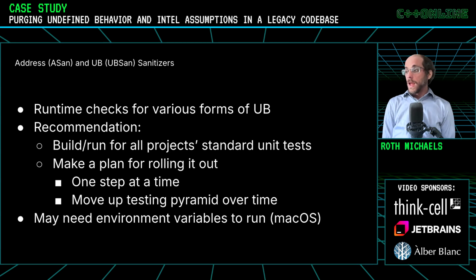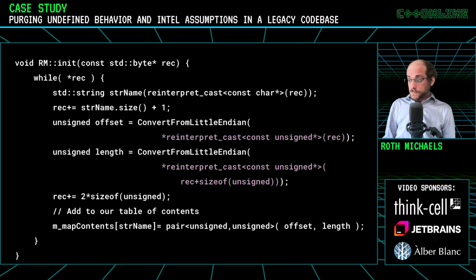And then we also started rolling out ASAN and UBSAN for runtime checks. And our recommendation is to build and run all of your project's standard unit tests and make a plan for rolling it out. You don't have to fix everything at once, but roll it out library by library, moving up your code base and up the testing pyramid. And as you're going, some tests will fail, and you eventually start removing more and more UB from your code base. And once you have this running in CI, you're not going to be allowing that UB to come back.